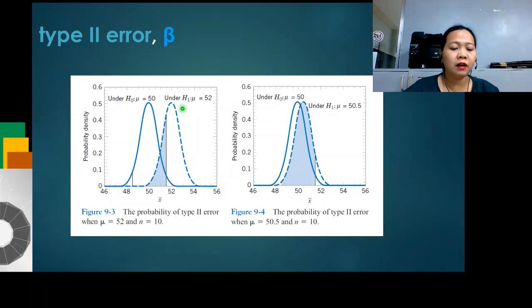So this is figure 9.3. On this side, there is the probability of a type 2 error when mu is equal to 52 and our null hypothesis is 50. So this is the probability, the shaded part here. And on the right side, it is the probability of having a beta error, type 2 error, when mu is equal to 50.5 and n is equal to 10.